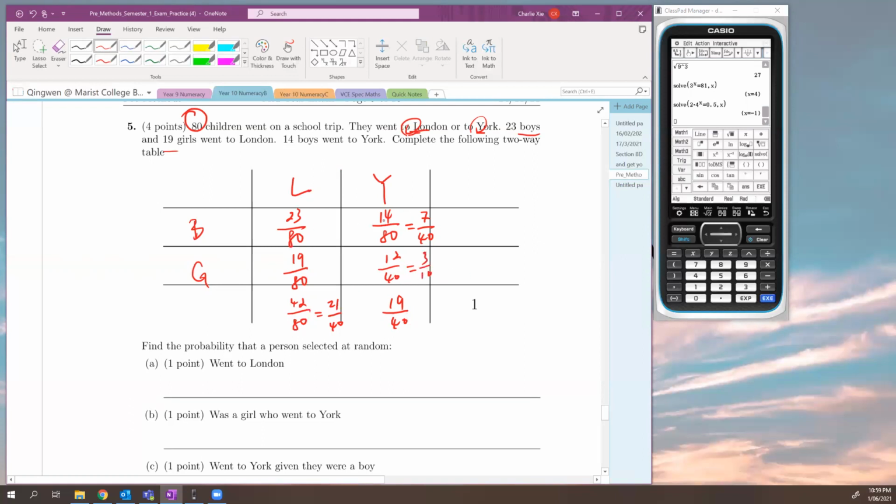Okay, add these two numbers up, times 2, 14 plus 23. Add these two up out of 80. 14 plus 7, 37. Okay, next one, 19 plus, let's say, 24 plus 19, 33 out of 80. All right, to double check we got this right, we can add this up.